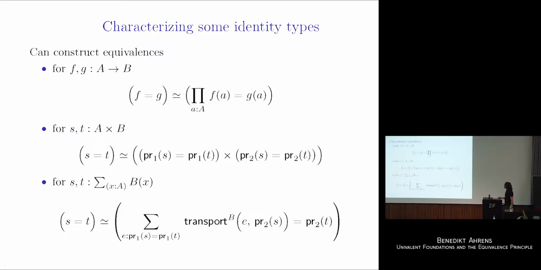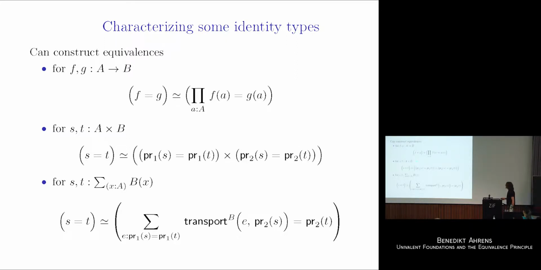If I have two pairs, S and T, then the type of identities between S and T is equivalent to, say, the type of identities between the first projections and the second projections. So an identity between two pairs is actually a pair of identities between the two components. Okay?